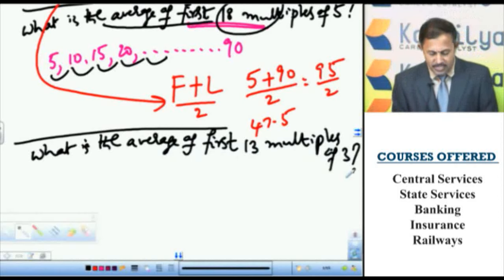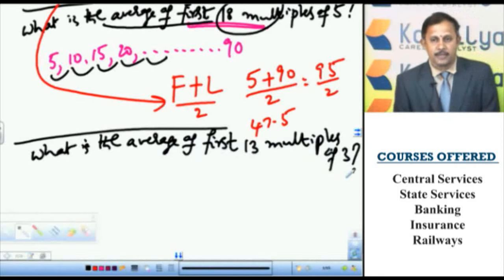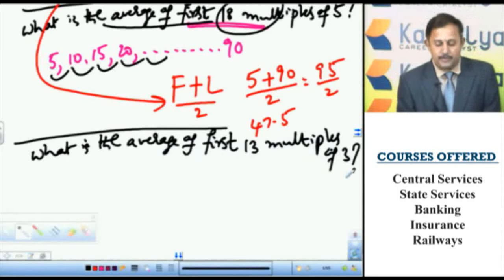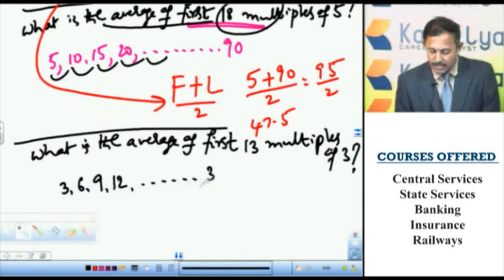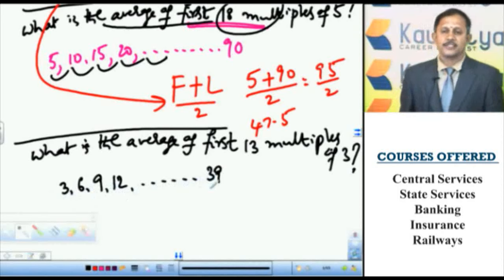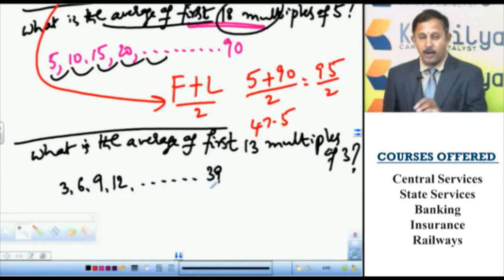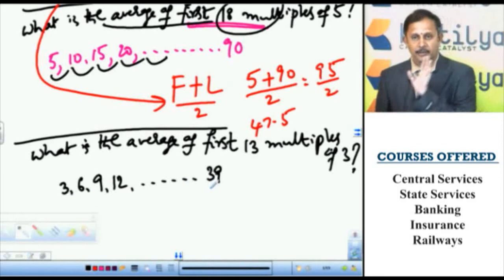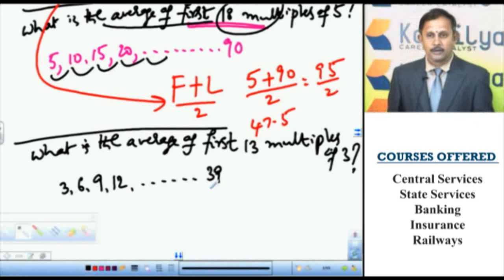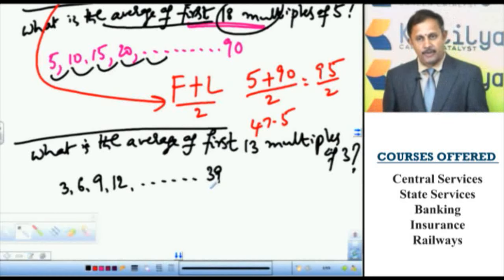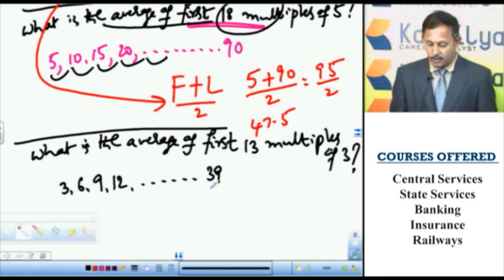So here we are interested in only the multiples of 3. How will the multiples of 3 be? 3 into 1, 3 into 2, 3 into 3, 3 into 4, and like that 3 into 13. So 39 is the last element. We have to consider 13 elements, and all these 13 elements must be multiples of 3, right? So 3 into 1 is the first number, 3 into 2 the second number, 3 into 3 the third number, and like that we have to consider 13 elements, up to 3 into 13.